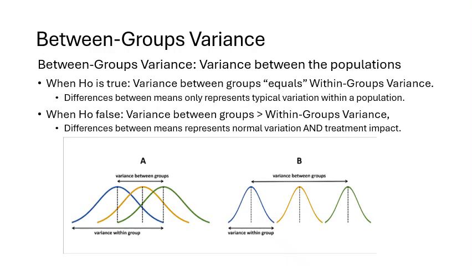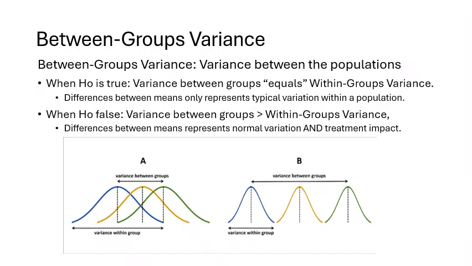We also have between groups variance, which is variance between the populations. And so you can see here the within group variance that we talked about on the last slide is down below, and it's just like the variance in these spreads within each group. But the variance between groups is comparing these means, and so how far apart they are, and we're comparing all of the means with each other.